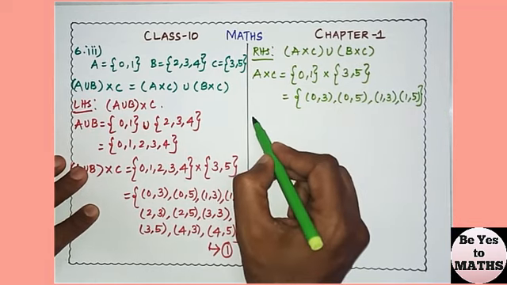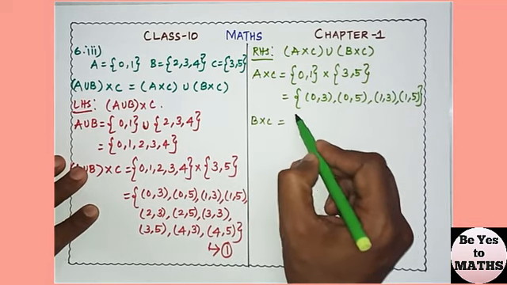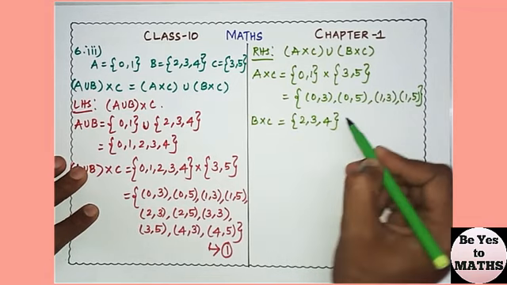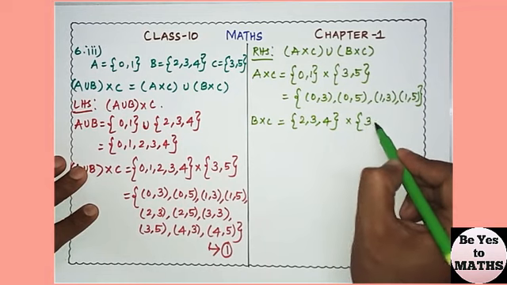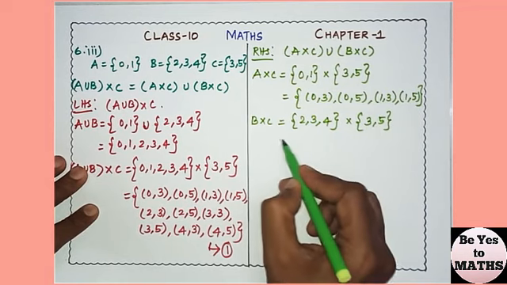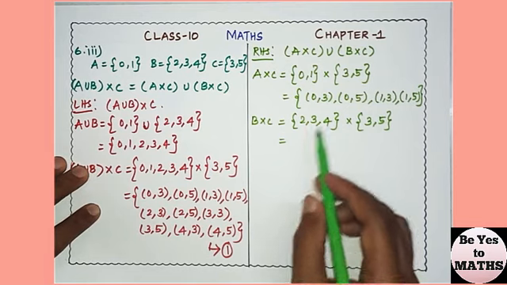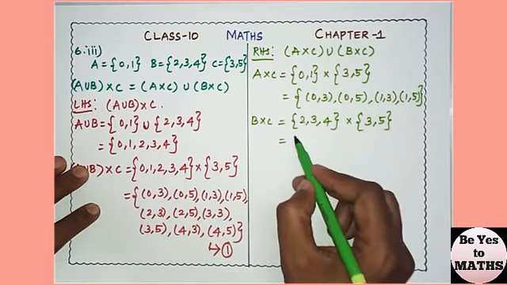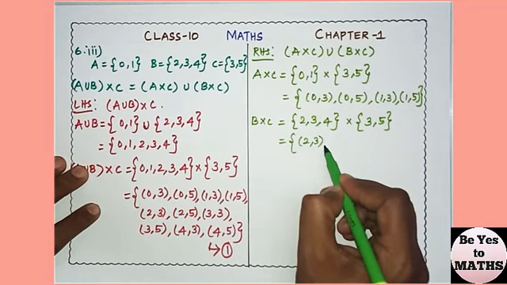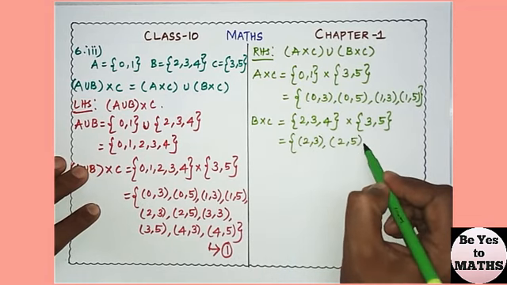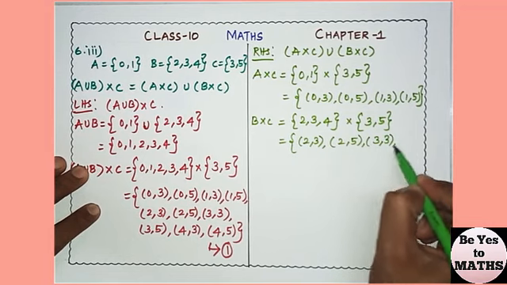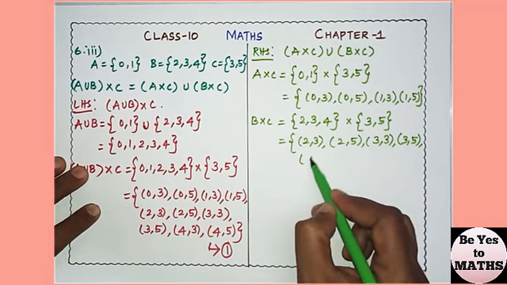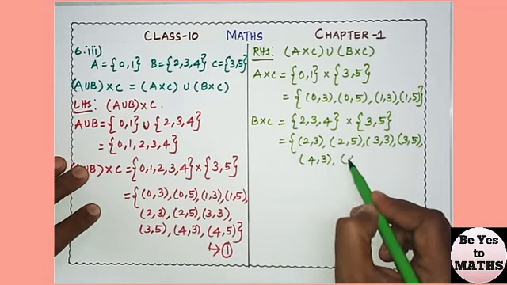Now we'll find B cross C. B set is {2,3,4}, cross C set is {3,5}. Take 2 from set B and pair with all the elements in set C. So (2,3), (2,5). (3,3), (3,5). (4,3), (4,5).